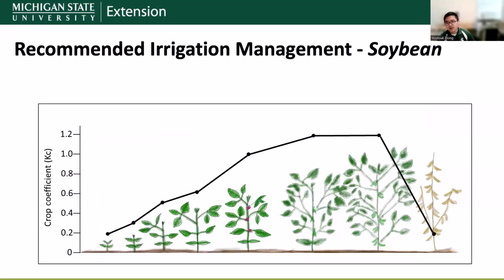When we look at soybean, the overall trend of the crop coefficient is similar. When soybean is young, it uses less water. When soybean is at the reproductive stage, it uses a lot of water. And close to harvest season, the crop coefficient drops down to 0.2.